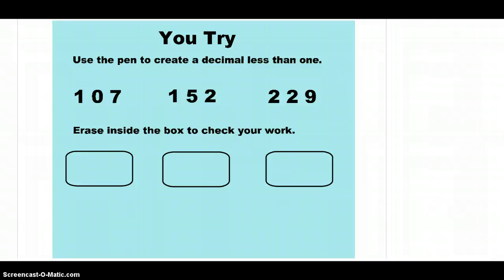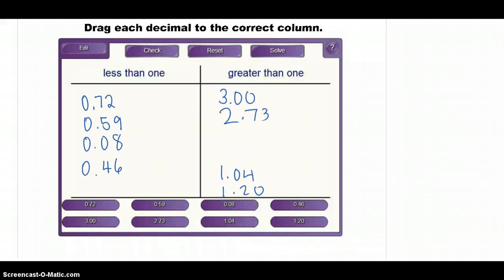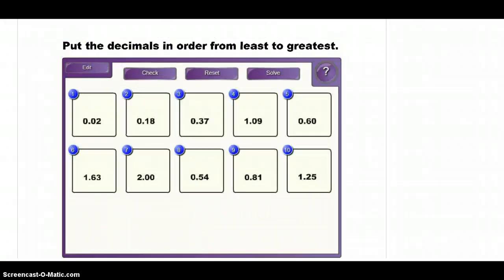Now you try creating a decimal less than 1 with each of these numbers. And here are some examples that are answers. Write all the decimals that are less than 1 on the left and all that are greater than 1 on the right. See if your answers match mine.